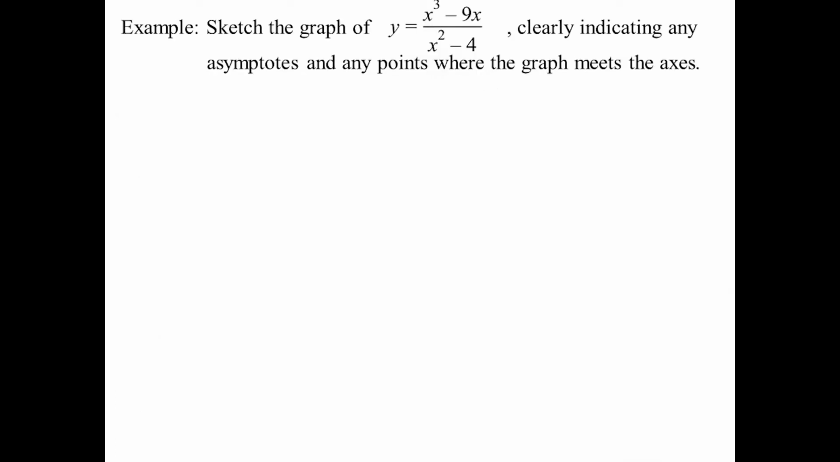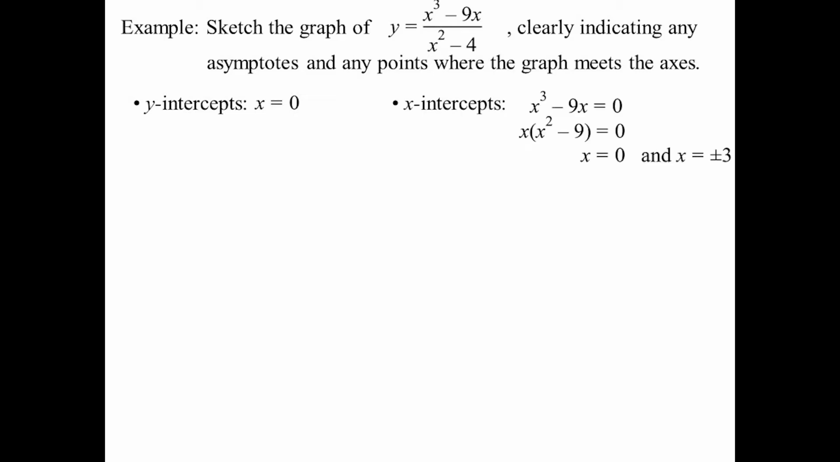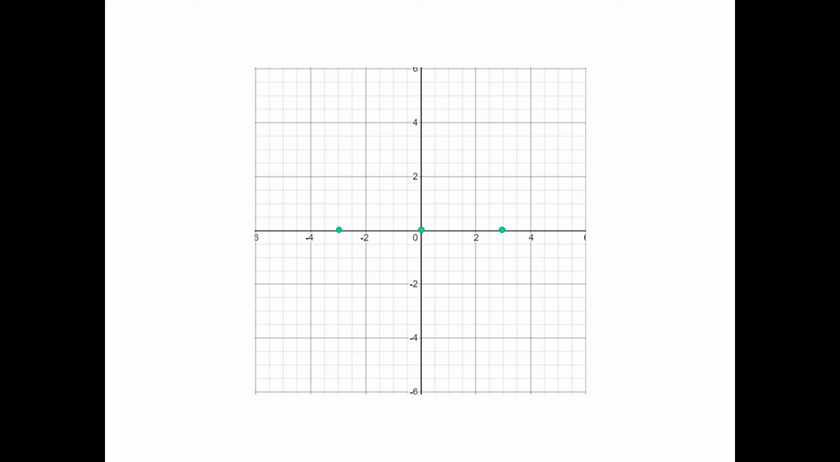All right, let's sketch. Okay, y-intercept, that's always easy to find, I say. X equals 0. X-intercepts, this one can be solved nicely. With the x-intercepts, if the equation's too hard to solve, then sometimes we don't worry about it. We've got an idea roughly where they are. But if it's easy enough to solve, we find them precisely. And in this case, we've got x equals 0 and x equals plus or minus 3. Okay, so we'll plot those in. So there's those 3 points.